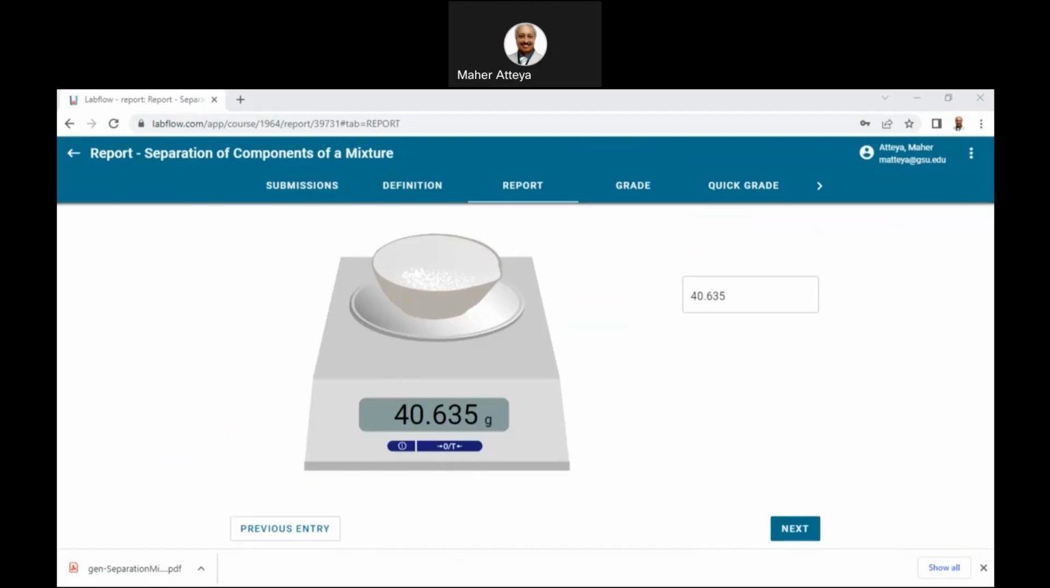Enter the mass of the empty crucible, which appears on the balance, and click next. So this is empty crucible. This is crucible number 1. So empty crucible. We'll come back to see we need another crucible as well. So we are entering crucible number, which is 40.635.